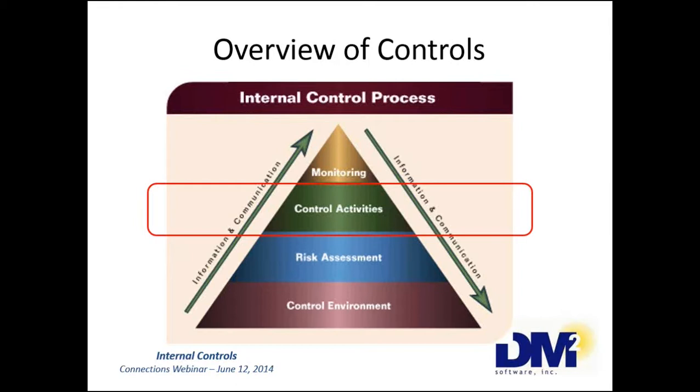Despite the existence of sound internal control guidelines, it is often the application of such guidelines that fails or could be further improved in many organizations. For purposes of this presentation, we are focusing on control activities, specifically process controls as they relate to DM2 and MAS 100 ERP.